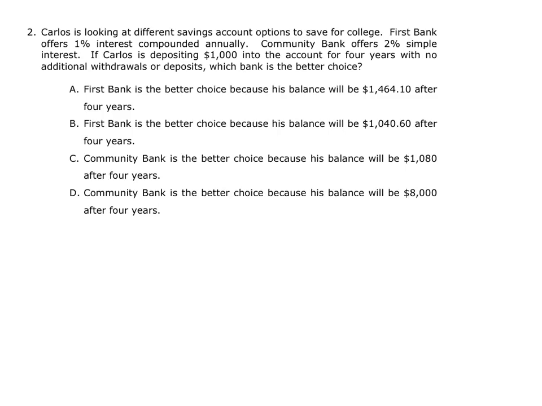Okay, number 2, Carlos is looking at different savings account options to save for college. First Bank offers 1% interest compounded annually. Community Bank offers 2% simple interest. Carlos is depositing $1,000 into the account for 4 years with no additional withdrawals or deposit. Which bank is a better choice? Okay, so I want the bank that's going to give me more money because I'm saving. So the first thing I'm going to do is kind of make a little list because I have 2 different things going on. So I'm going to have, let's see, First Bank.